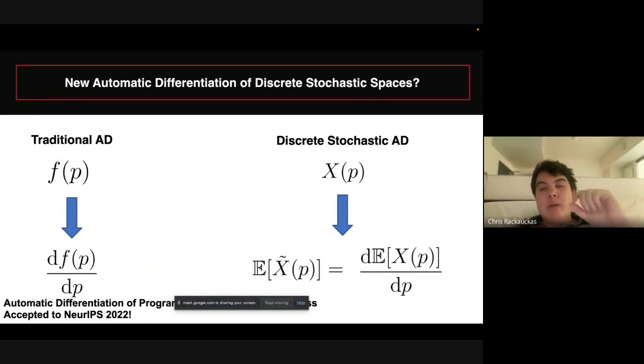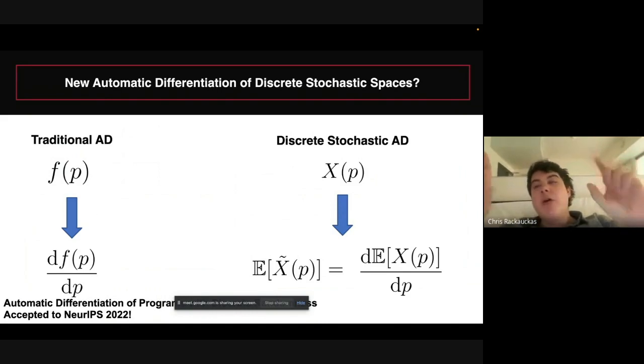So what we do in this case is we say, okay, what we want to do is take our simulation now as a random variable, X of p. And we want to build a program that is a new random variable, x tilde of p, where when we take the expected value of x tilde of p, it should give us the derivative of the expected value of our original program, right?